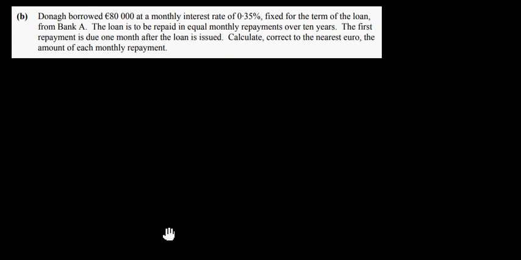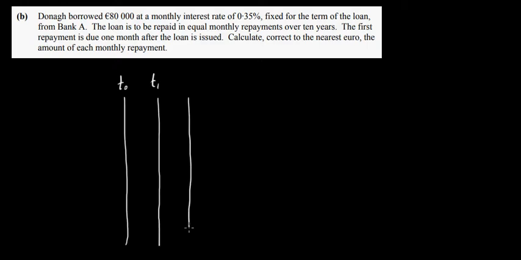Now, Donna is borrowing 80,000 euros at a monthly interest rate of 0.35%, fixed for the term of the loan from Bank A. The loan is to be repaid in equal monthly repayments over 10 years. The first repayment is due 1 month after the loan is issued. That statement there is important. Calculate, correct to the nearest euro, the amount of each monthly repayment.